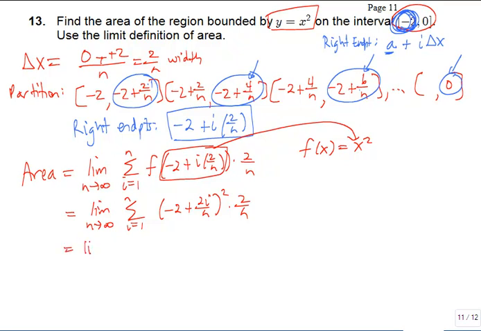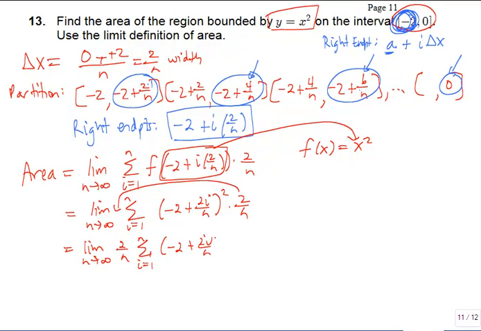Okay? So now what I'm going to do is I'm going to just do algebra. All right? The first thing I'm going to do is I'm going to take this width. You can always, always, always pull that width out front of your sum right off the bat, because it will not have an i in it.